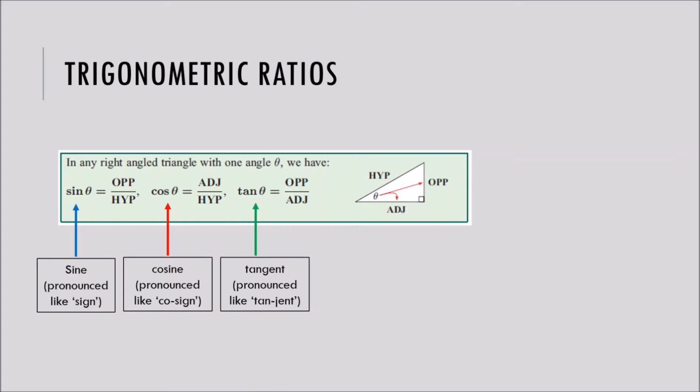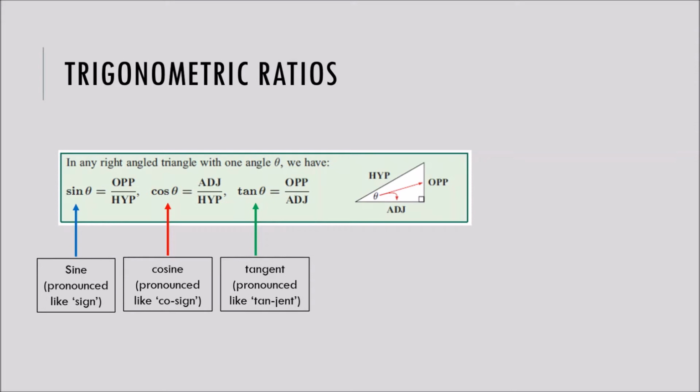Now we are looking at trigonometric ratios. In any right-angled triangle with one angle theta, we have that sine theta is equal to the opposite over hypotenuse side, cos theta is equal to your adjacent over the hypotenuse side, and your tan theta is equal to the opposite over adjacent.